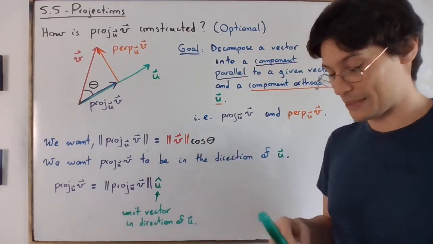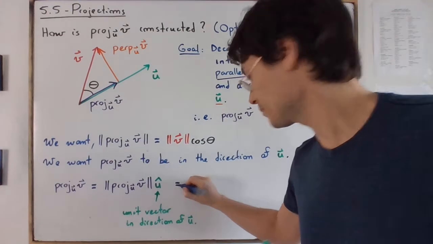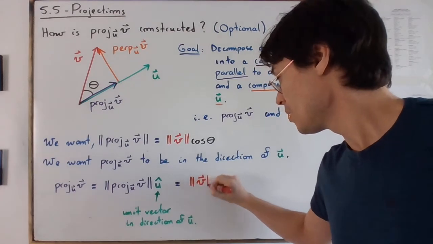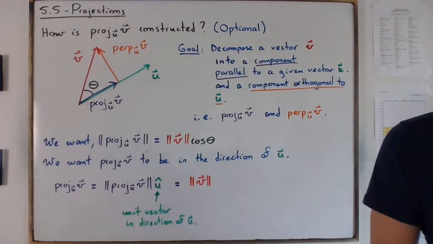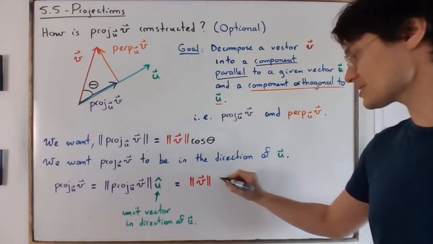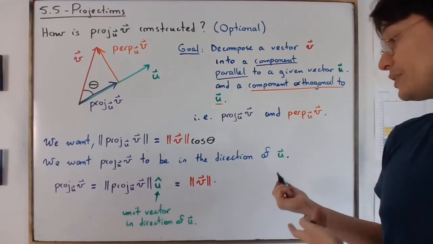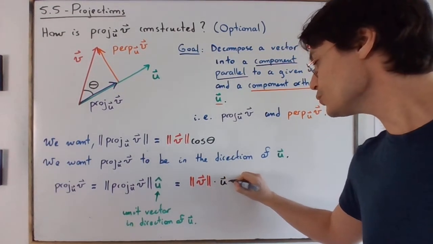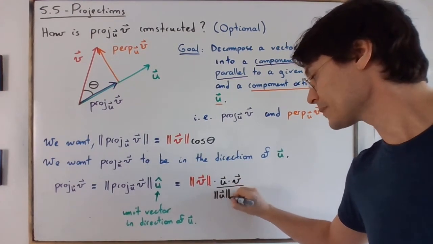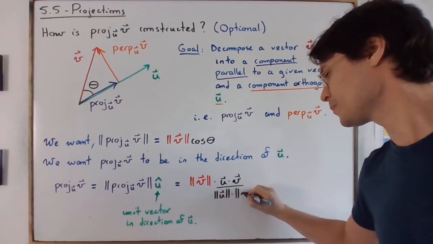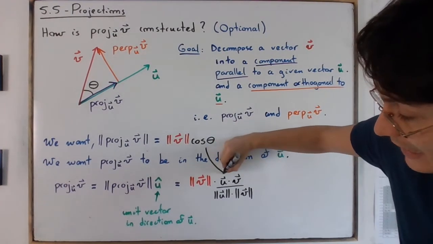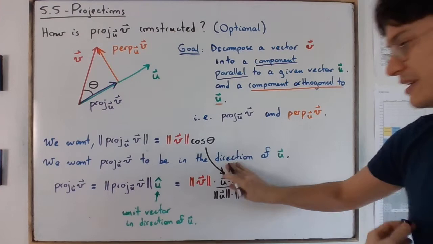Now, let's replace everything in. We have the norm of v multiplied by the cosine of theta. The cosine of theta, we also have a formula for it. We saw earlier that the cosine of the angle between two vectors is u dot v over the norm of u times the norm of v. So this is actually our cosine of theta.